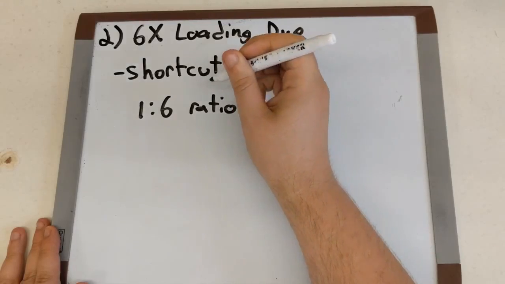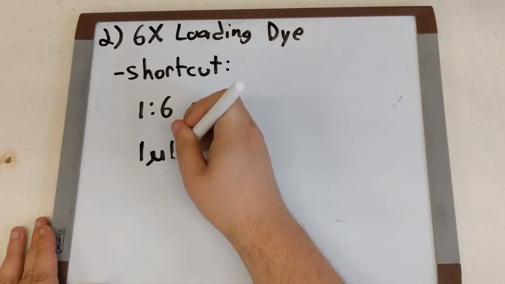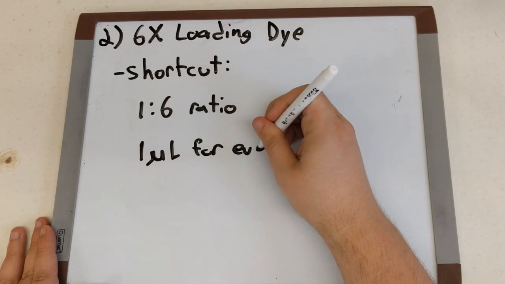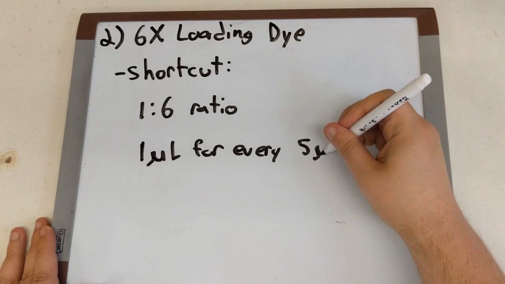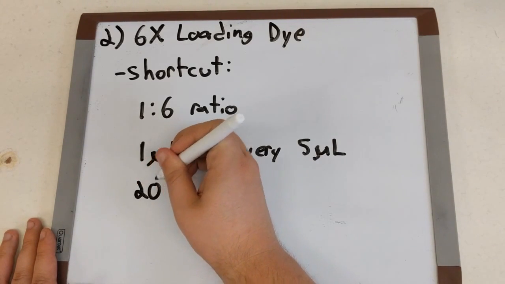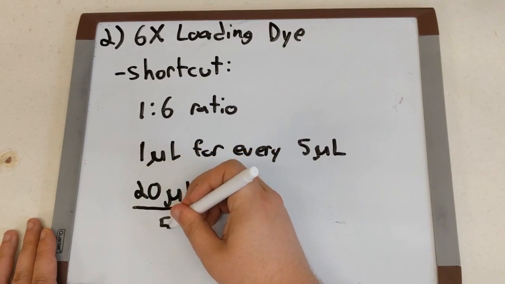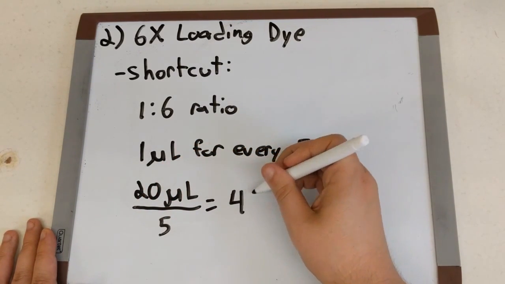Okay, so this is a much quicker and easier way to figure out how much loading dye to add, because of the fact that this is a 1:6 dilution ratio, which is 1 part dye to 6 parts reaction or DNA sample. You're going to need to add 1 microliter for every 5 microliters of reaction or DNA sample. It's a lot easier to think about it this way than having to calculate it out using the C1 V1 equals C2 V2 formula every single time.